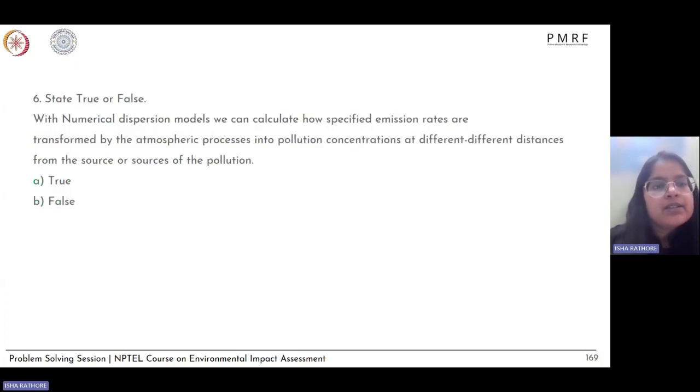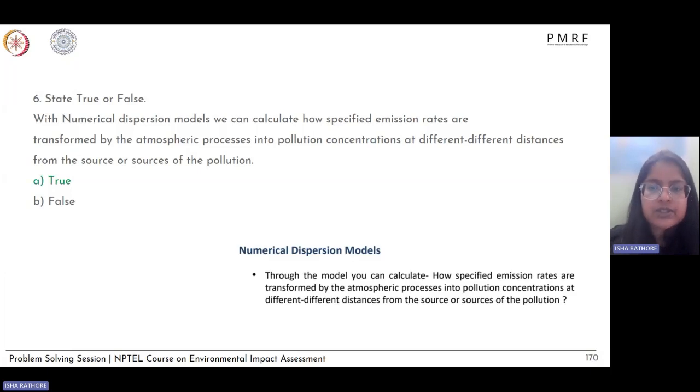Moving on. State true or false. With numerical dispersion models, we can calculate how specified emission rates are transformed by the atmospheric processes into pollution concentrations at different distances from the source or sources of the pollution. Is this statement true or false? So the given statement is true. This is the definition of numerical dispersion models as well. So A is the correct answer.